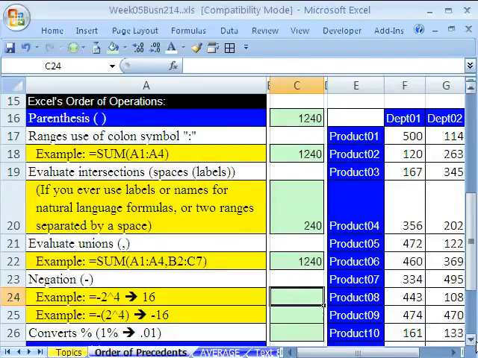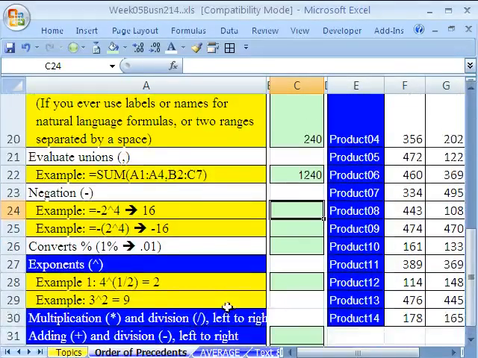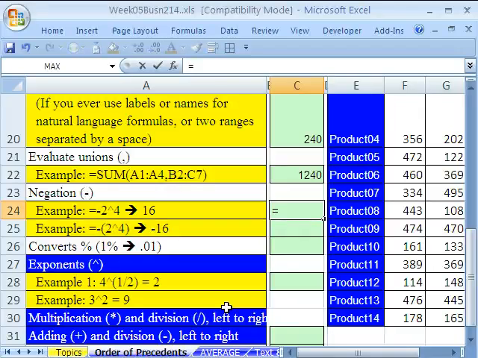Next we have negation. Scroll down here, negation. Let's do equals minus 2 raised to the 4th power. What I'm really trying to do here, because negation will come first, is it will say minus 2. So minus 2 becomes the number, and the exponent is 4. So minus 2 times minus 2 times minus 2 times minus 2, of course, is 16, positive 16, because double negative is positive.